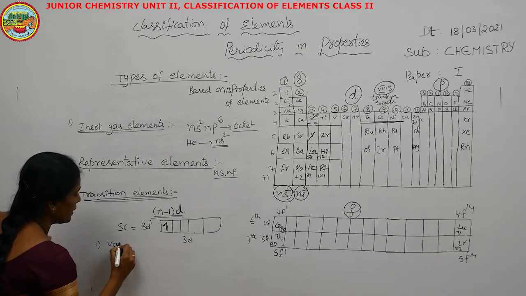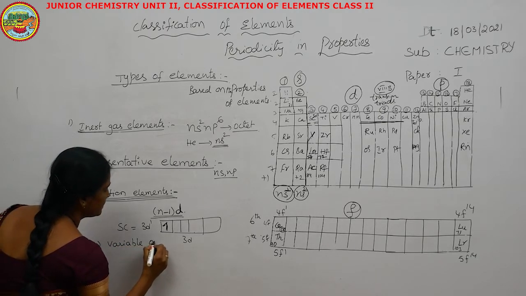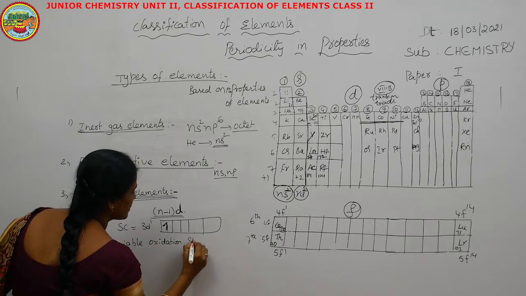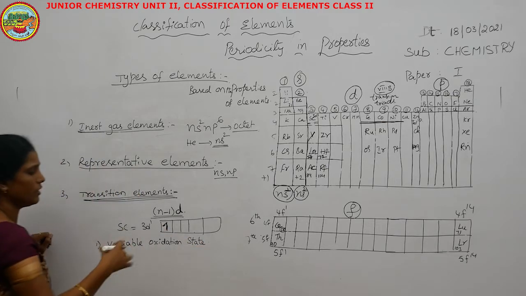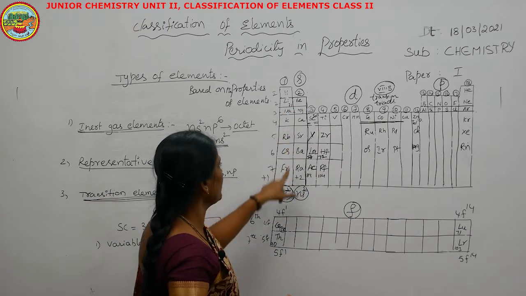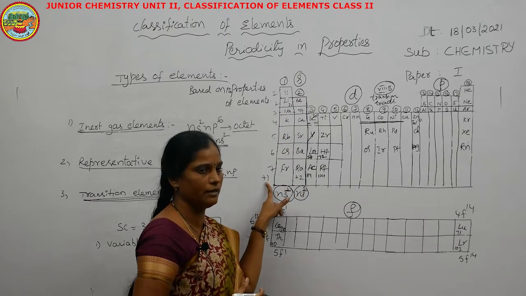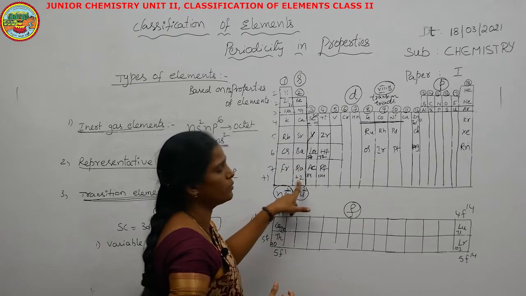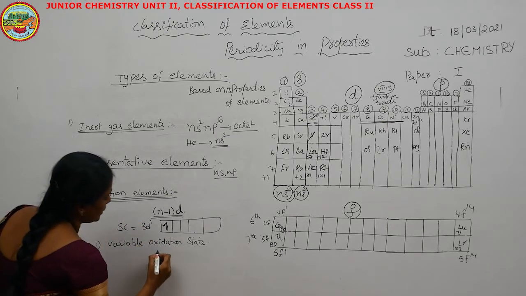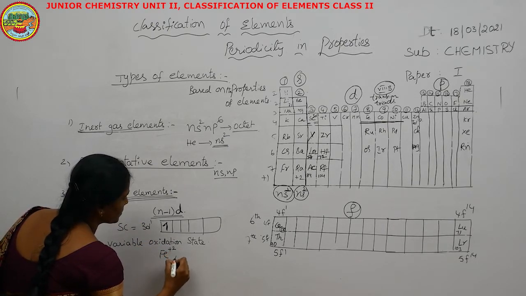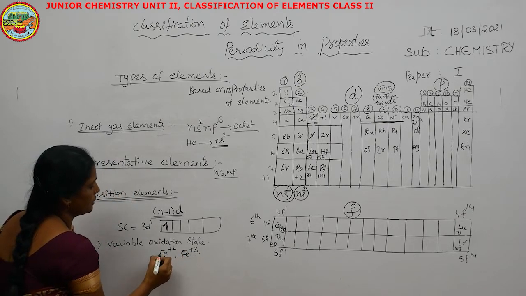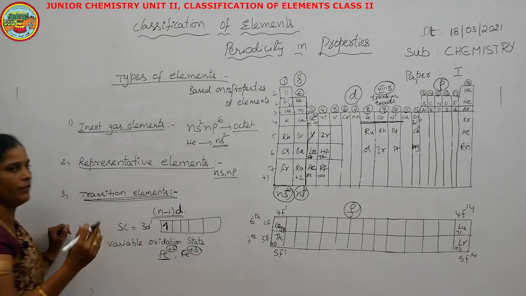What are those special properties? First one, they exhibit variable oxidation states. One element exhibits different oxidation states. For example, if you consider S block elements, the first A group element has only one oxidation state, that is +1. The second group element means +2, like that. But in case of d orbital, if you consider iron, Fe, it exhibits +2 and +3 oxidation states. The same iron exhibits different oxidation states, +2 and +3.